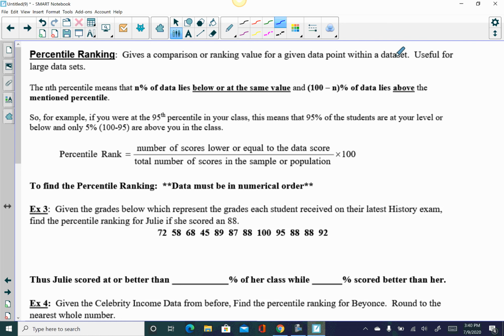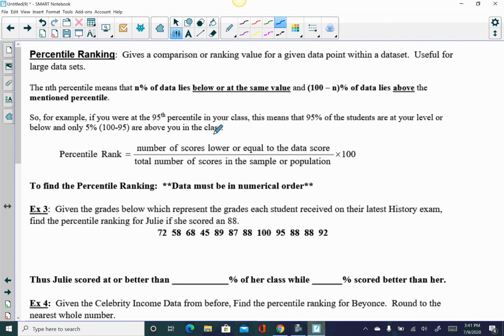Anyway, what those percentile rankings are telling you, for example, if it's in a class, if you were at the 95th percentile in your class, then that means 95% of the students are at your level or below you, and only 100 minus 95, 5% of the class is above you.